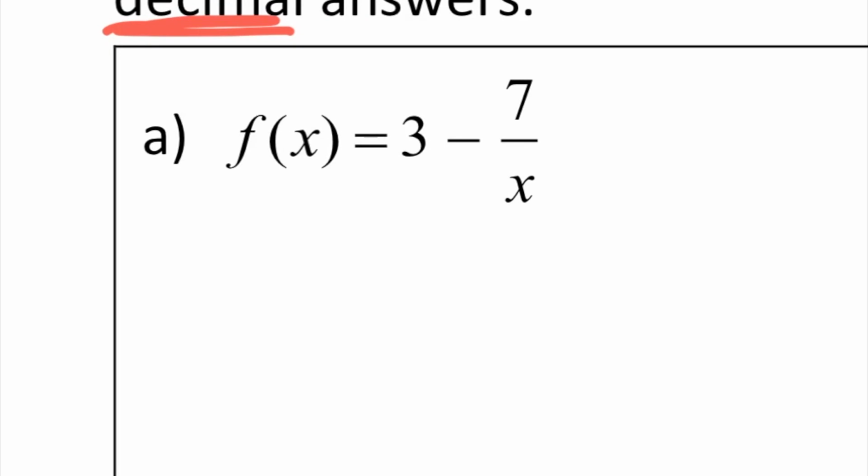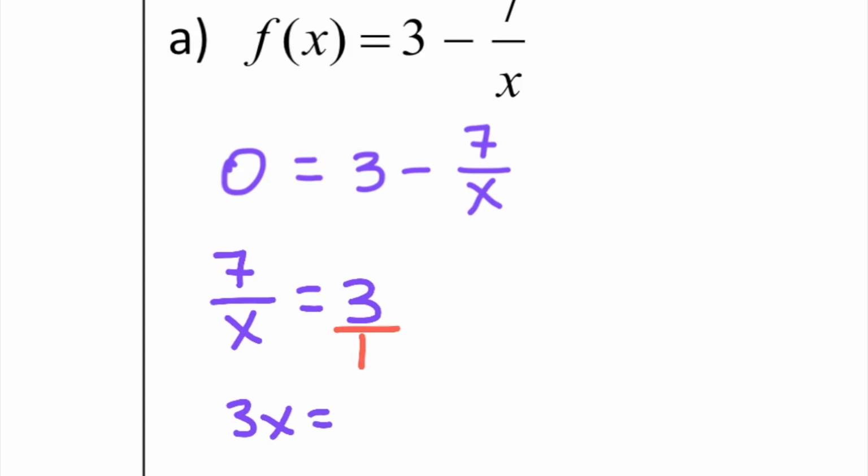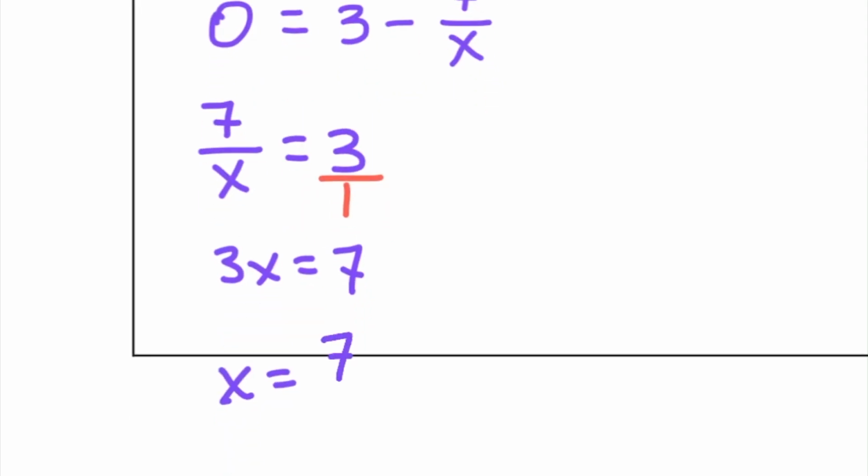So algebraically here, after you have graphed this, replace f of x with a 0, and then 3 minus 7 over x. You're going to solve that equation. I would add 7 over x to both sides. So 7 over x equals 3. And remember, that's kind of like saying 3 over 1. And so 3 times x equals 7 times 1. And so for this problem, x is going to equal 7 over 3.